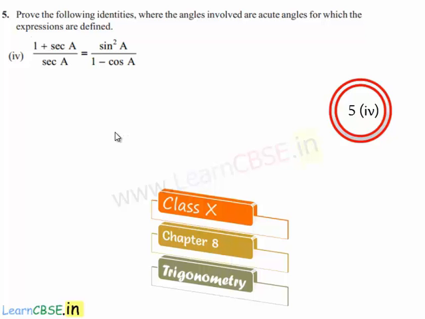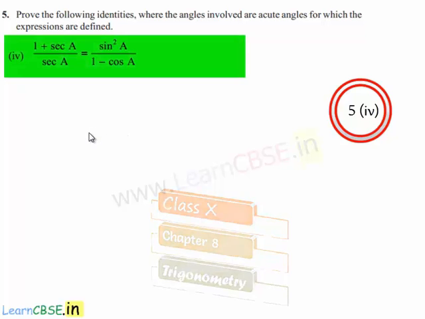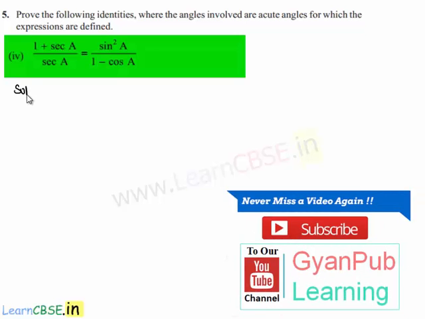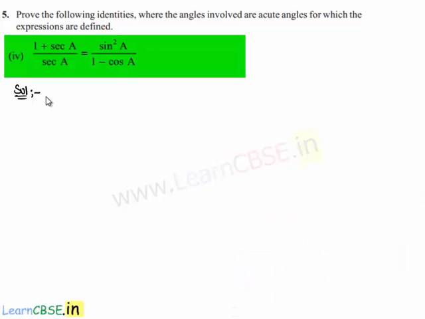Moving on to the fourth bit of the fifth question. Here he has given an equality of two expressions, that is 1 plus secant a by secant a is equal to sin square a by 1 minus cos a. So let us move on to the solution. As he asked us to prove the equality, let us consider the left hand side.